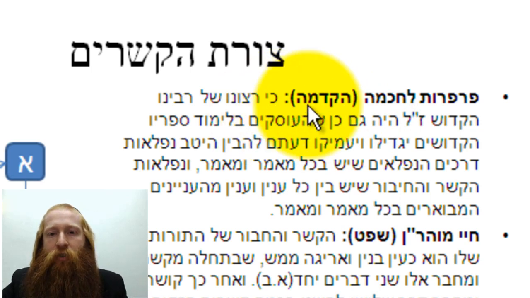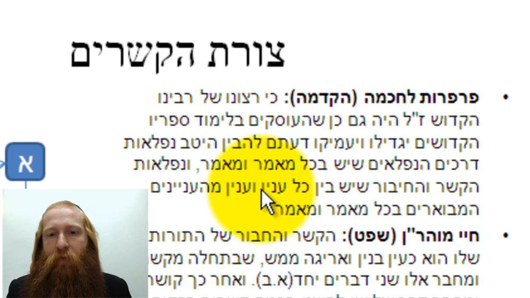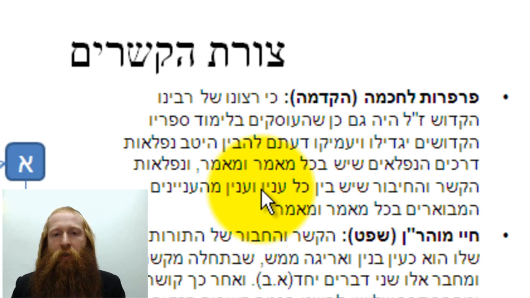He says, Ki ritzono sheRabbeinu HaKadosh haya, gam ken, sha'oskim belimud svarav HaKadoshim yagdilu v'yamku daitom, lahavin hitev niflos, drochim nifloim, nifloim sheyesh b'chol maimah u'maimah. He says that the ratzon of the Rabbeinu HaKadosh is that these people that are learning the Sfarim should pay attention very carefully to the amazing connection between the topics in Likutei Moharan.